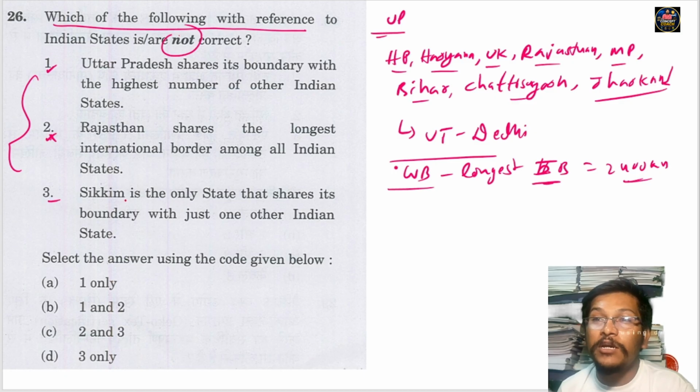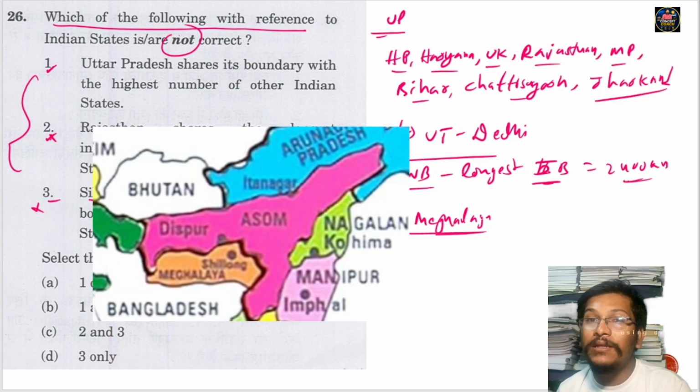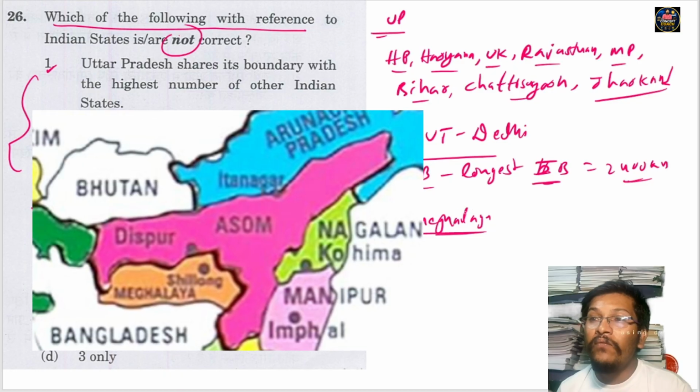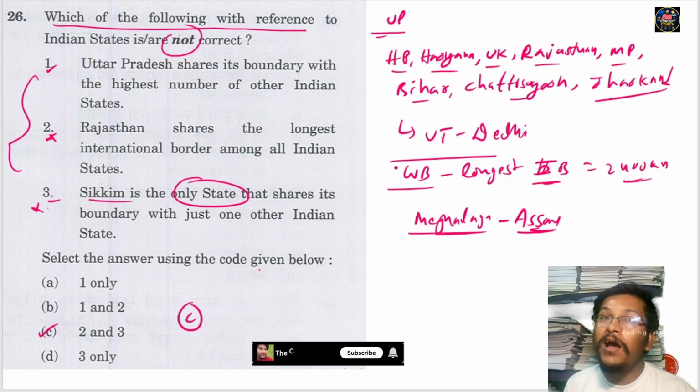Next, coming to the third statement: Sikkim is the only state that shares its boundary with just one other Indian state. This is again a wrong statement because we have Meghalaya also, sharing its border with only one state, that is Assam. So the third statement and the second statement, both are wrong statements. So option C is the correct answer for the 26th question.